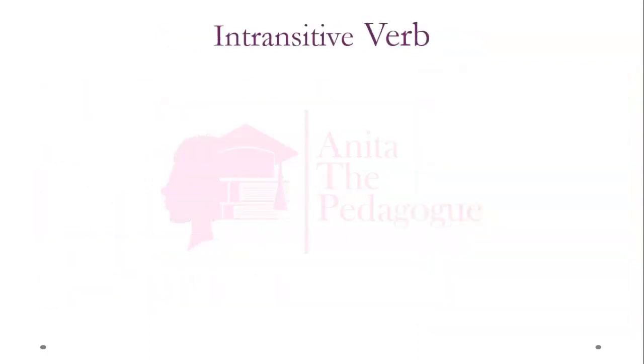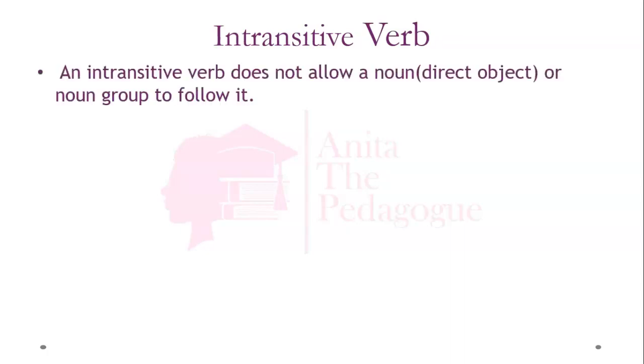Now let's move on and look at intransitive verb. Now when we talk about intransitive verb, it is a verb that does not allow a noun or direct object or noun group to follow it. So this is a type of verb that doesn't allow you to immediately follow it with a noun or an object. Let's take a look at some examples.